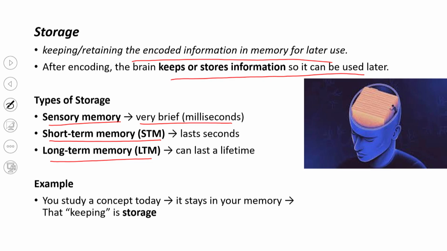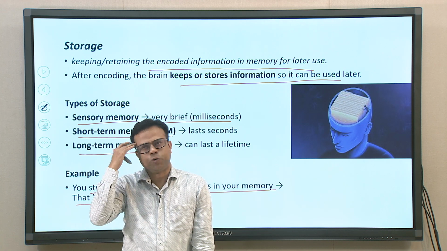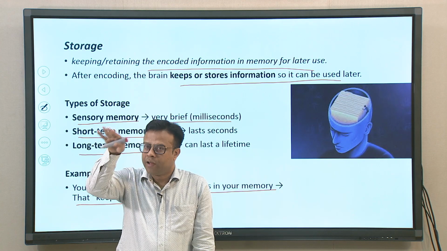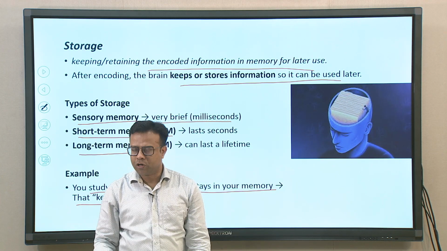Depending on what type of storage, whether we will be able to retrieve it later or not depends on what type of storage system the information is stored in. For example, you study a concept today, it stays in your memory and that is keeping it in storage. You studied something in the book, you understood the concept, now you can remember it later at any time. This means you have encoded the information properly and stored it. So, the second part is called storage.